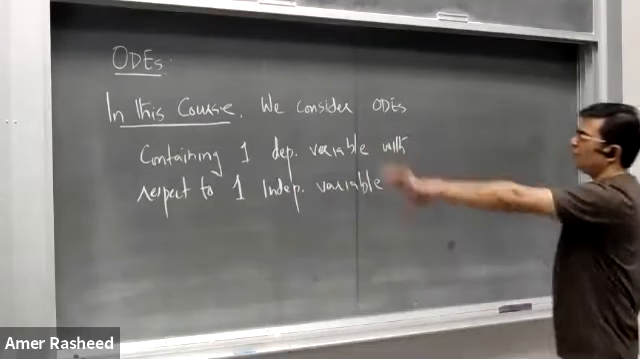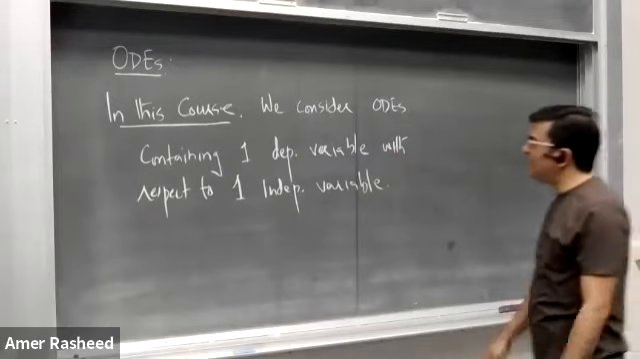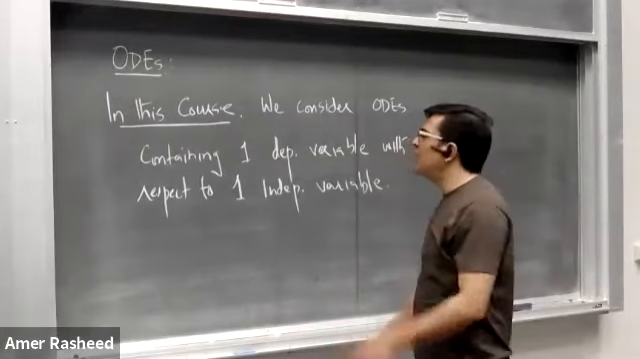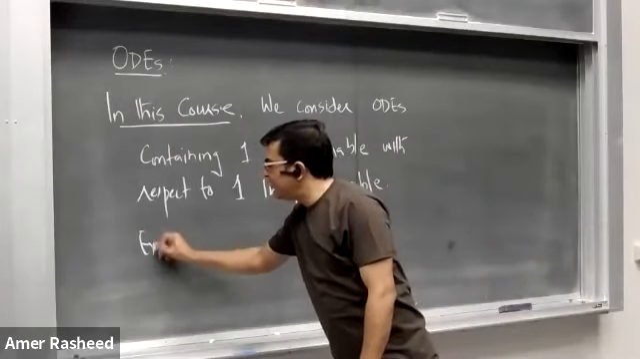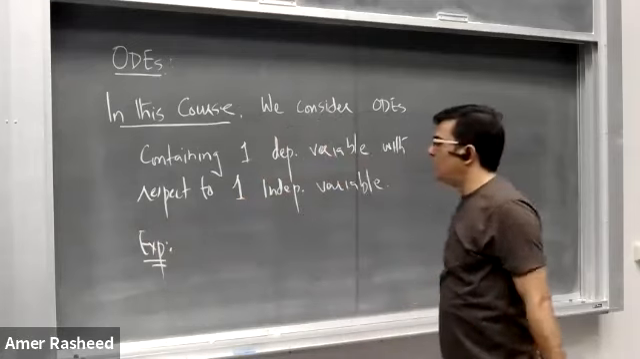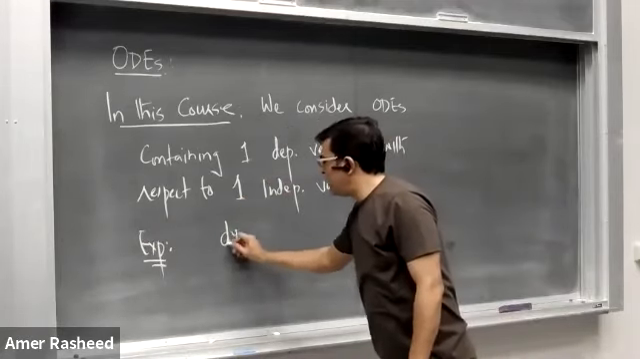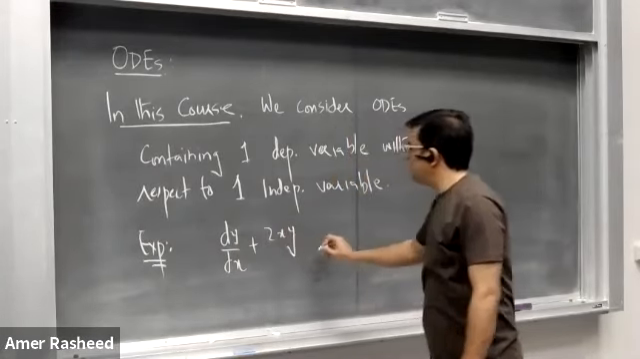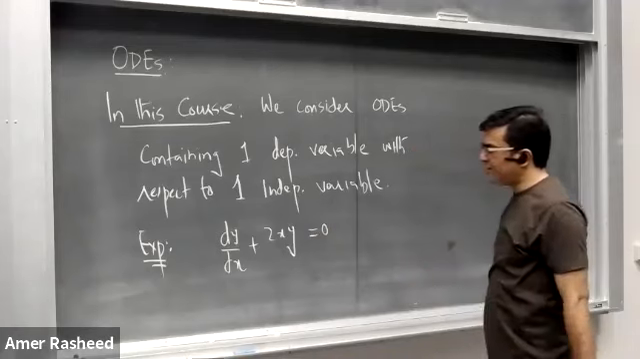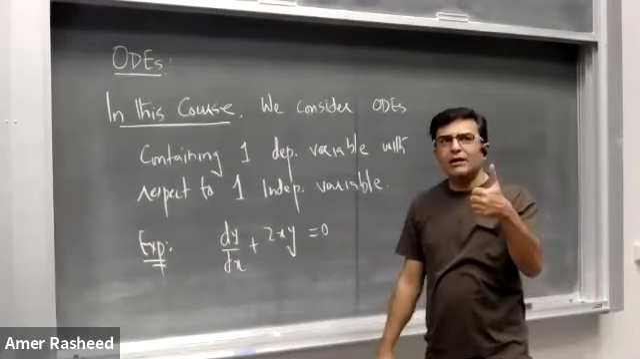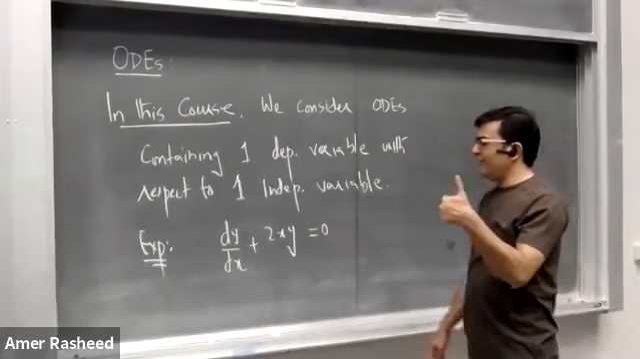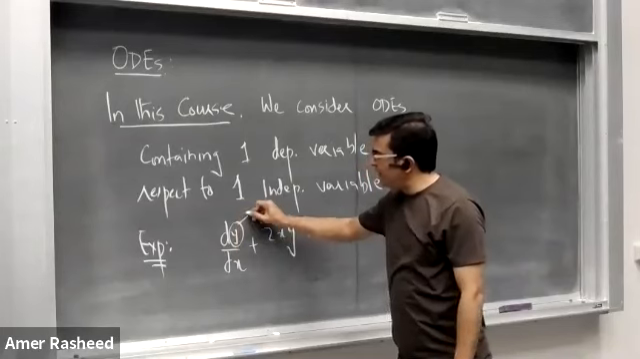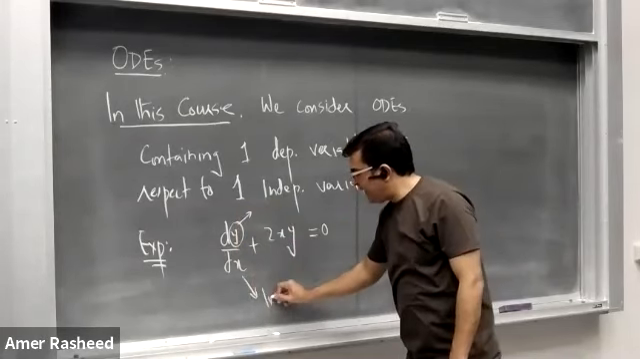So in this course, we will consider only the ODEs which involve one dependent variable and one independent variable. Means a kind of differential equation, of which I can give you a couple of examples, maybe dy by dx plus 2xy equal to 0. This is a differential equation which involves only one dependent variable, which is y, and one independent variable which is x.